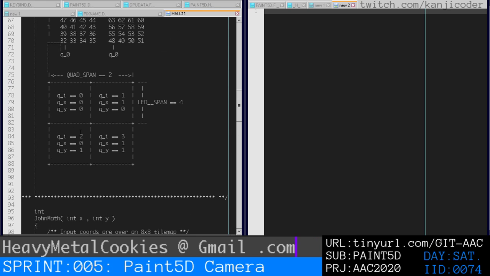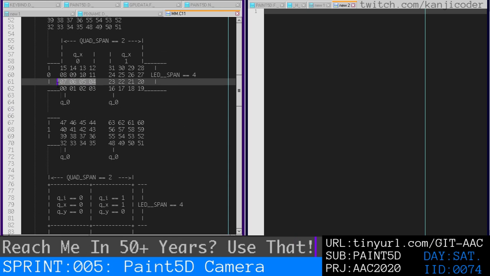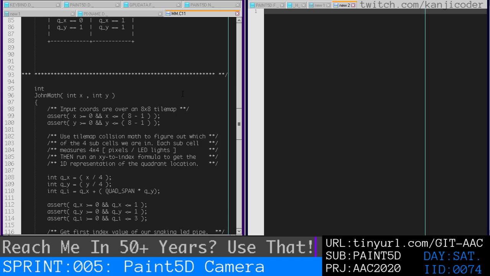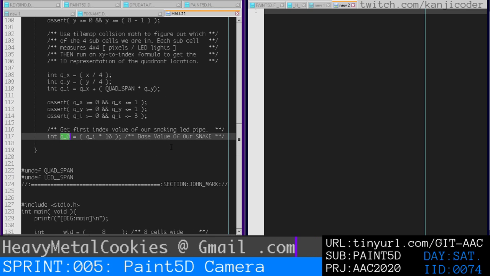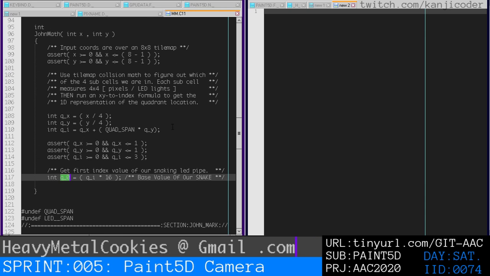So once we get what quadrant we're in, we have this kind of wrapping snake pattern that goes this way, then that way, then that way. I think before we figure out those indices, what we should do is figure out the XY location of the cell and figure out the normal index location, and then we'll add the transformation to get this wrapping. So right here, this first index value of the snaking pipe, let's not use that right now. That's kind of like an offset.